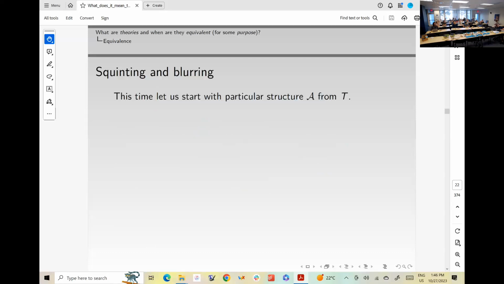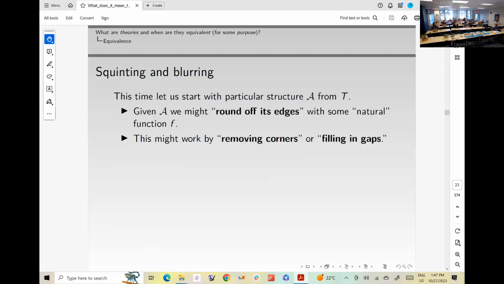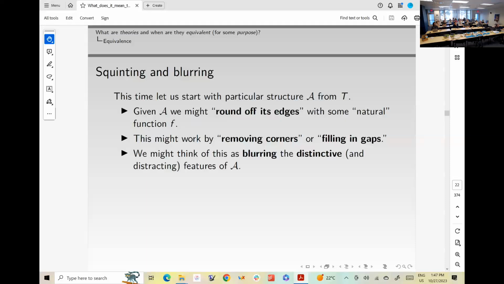This time we start with a particular structure, so it's more structure focused rather than theory focused from T, and then again, I'm going to be very metaphoric. We kind of round off its edges with some natural function f. So we might think of this as removing corners or filling in gaps in the structure. We might think of this as blurring the distinctive and distracting features of A away.